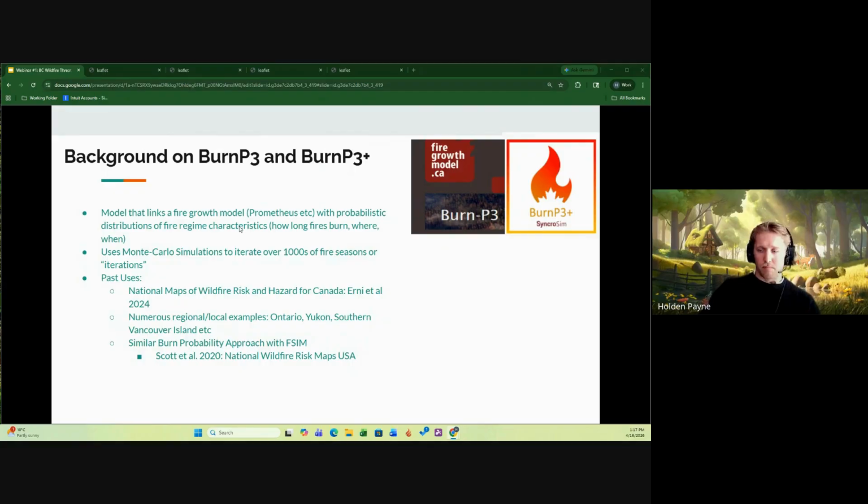And this model is pretty cool because it uses Monte Carlo simulations to iterate over thousands of fire seasons. So like Nick said, those digital fire seasons that we can create given our understanding of landscape patterns of weather and climate and the things that drive fire behavior. And these are also called iterations. So for this project, we burned over 5,000 fire seasons, enough to achieve a good stable model. And our model was really, really fine scale.